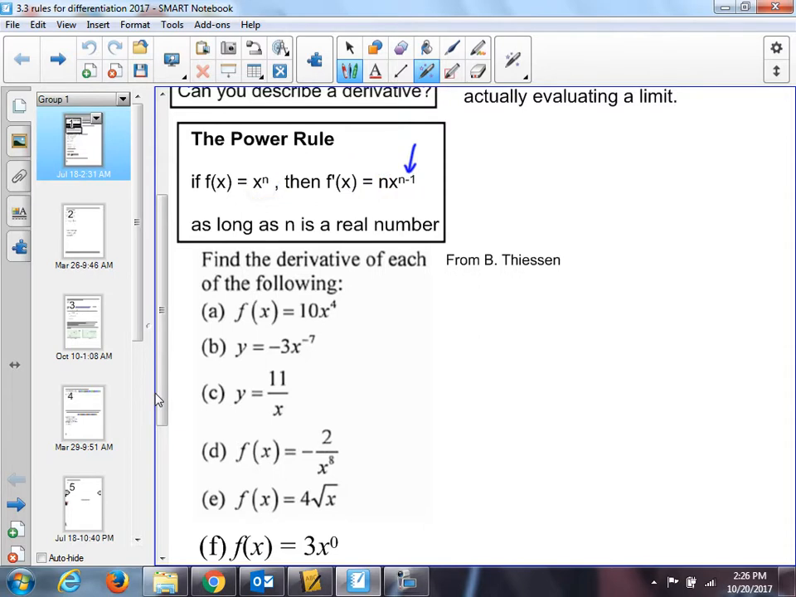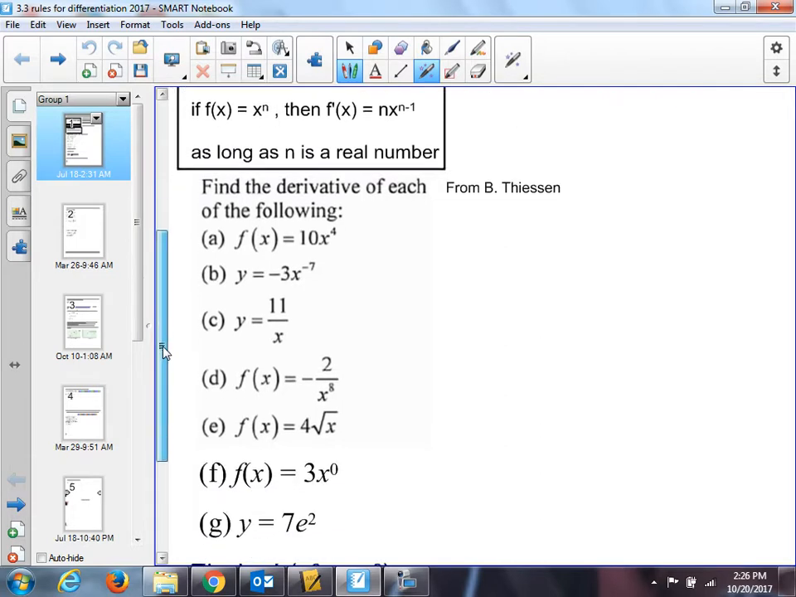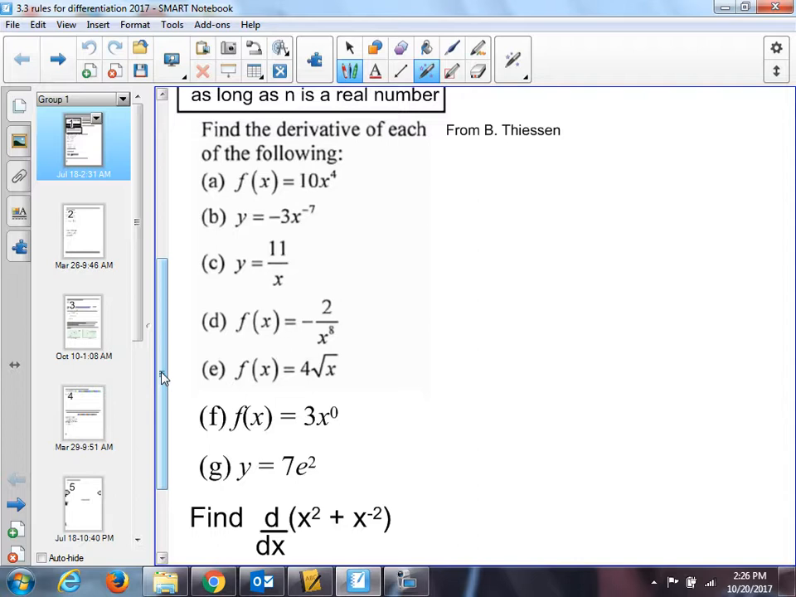As long as this n is a real number. It can be a fraction, it can be a negative. It has to be a real number, though. What does that mean? It can't be the root of negative 2 or something like that. We'd need complex numbers, which you guys don't study anymore since they've been outlawed by the government 5 years ago. I don't know, they took it out of the curriculum.